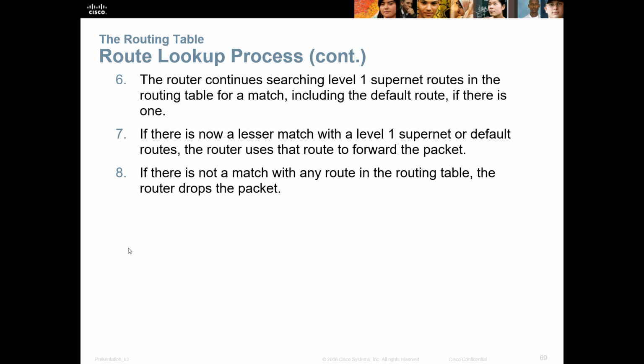The router will continue searching for a level 1 supernet route in the routing table for a match, including the default routes if there exists. If there is now a lesser match with a level 1 supernet or a default route, the router uses the route to forward the packet. If there is not a match with any of the routes in the routing table and there is no default route, the router drops the packet.